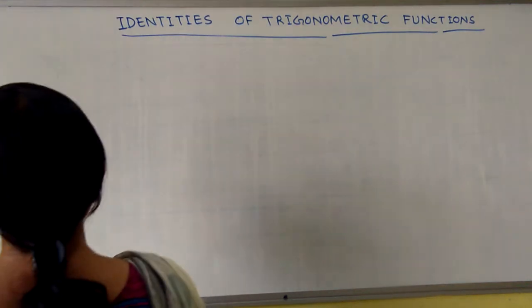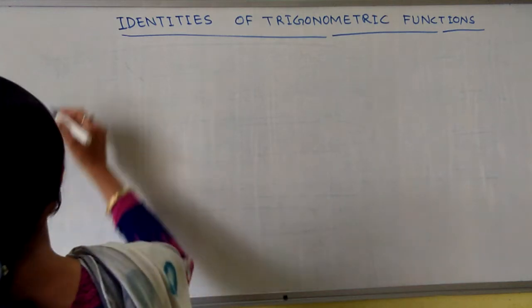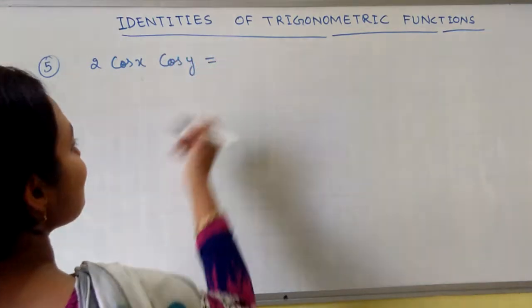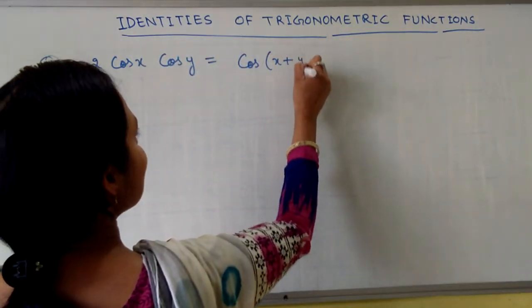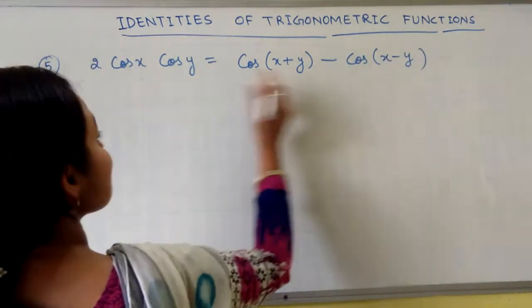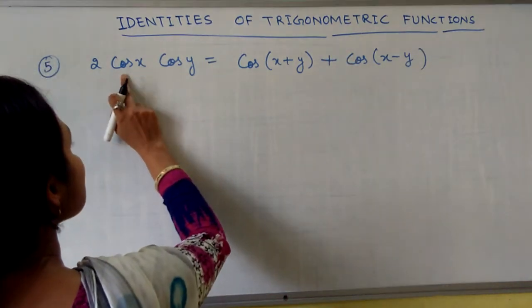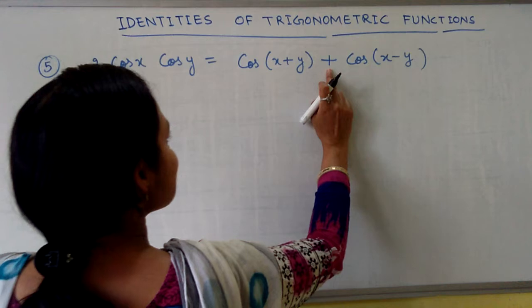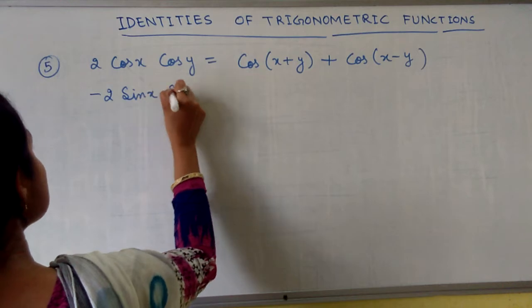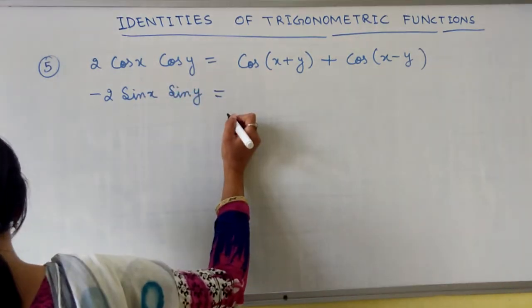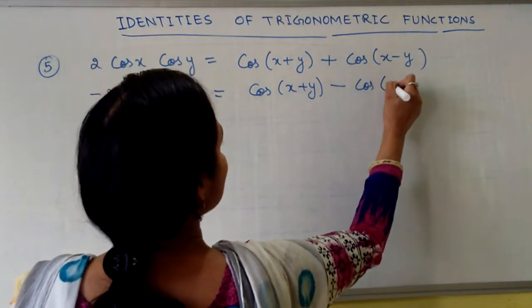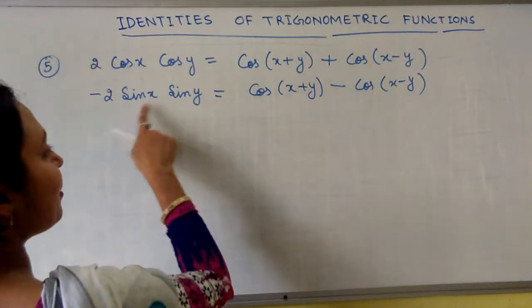Now next is the fifth property, that is 2 cos x cos y. So what is this property? Cos(x plus y) plus cos(x minus y). For cos, there is a positive sign. When 2 cos x and cos y, there is an addition sign between these two. Now come to the formula for negative 2 sin x sin y. What is the formula of this? It is the same formula, only one sign is changed, that is the negative. So this is only one change, because of these two signs.